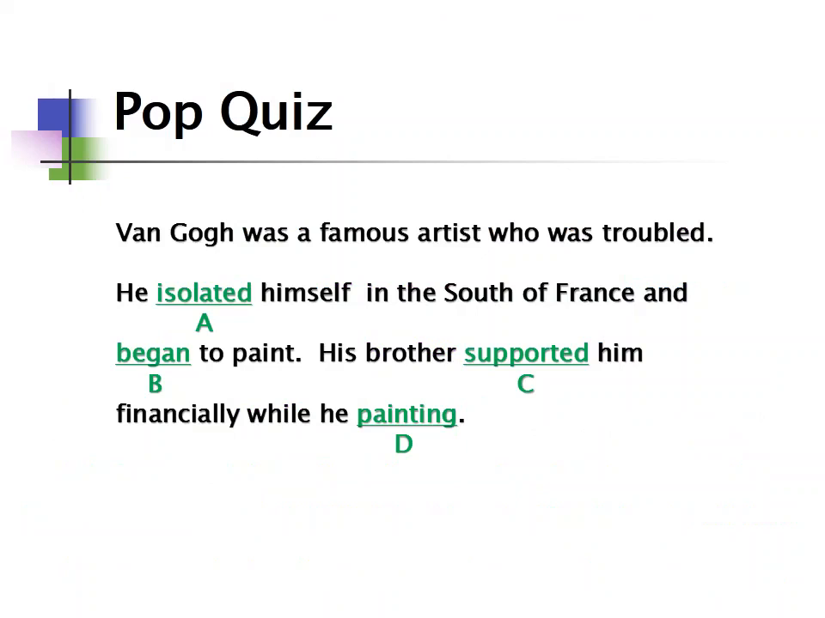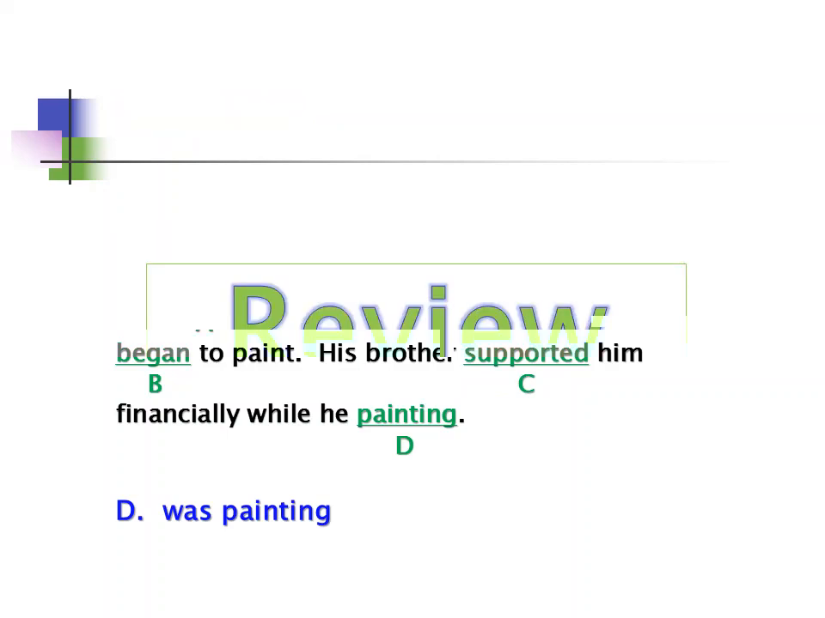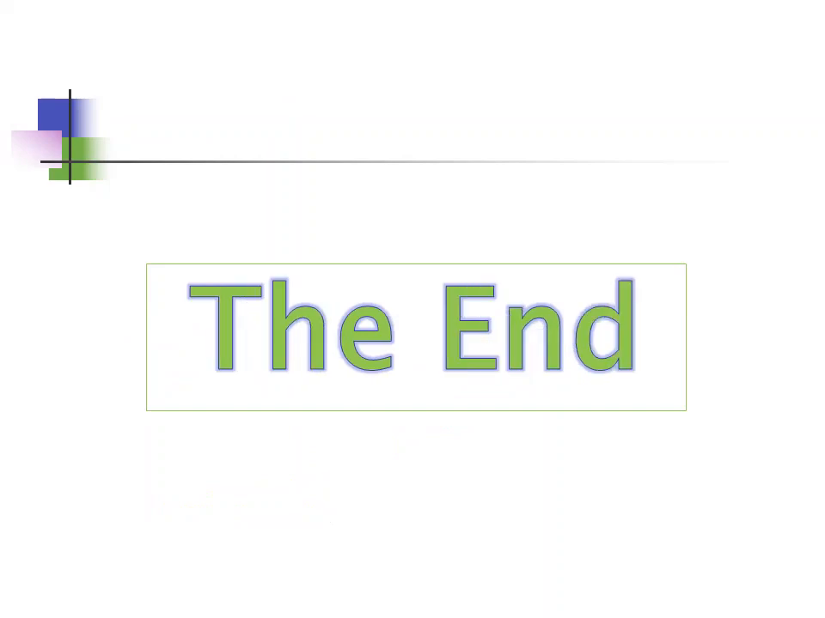Pop quiz. Van Gogh was a famous artist who was troubled. He isolated himself in the south of France and began to paint. His brothers supported him financially while he painting. Where's the mistake? A, B, C, or D? Right. He was painting while he was painting. While is followed by the past progressive. Don't forget to review. The end.